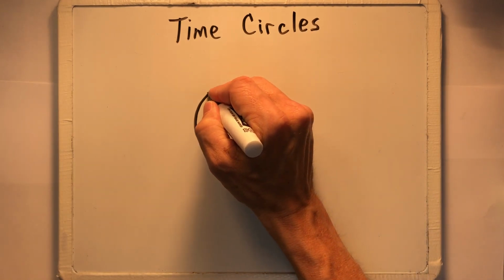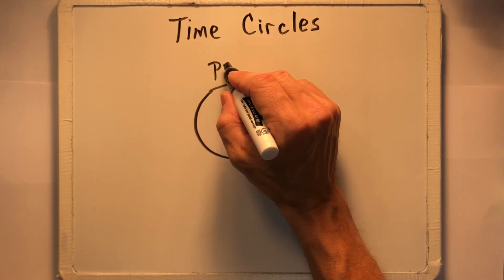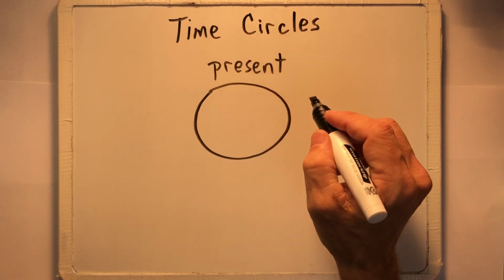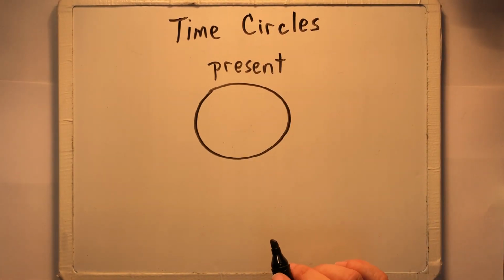This circle will represent the present. So you and I right now are engaged in the present moment. You are watching the video and you are watching the diagram. In the present, we're engaged in the here and now. We're focused on what's happening to us, and we're not thinking about our past or thinking about our future. We're engaged in the present moment.